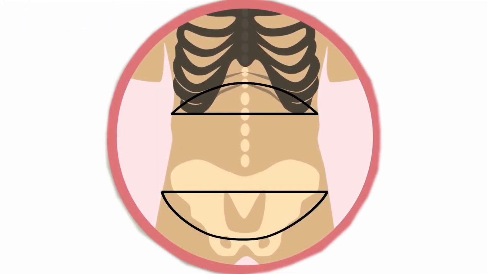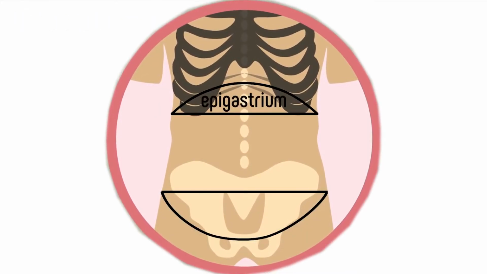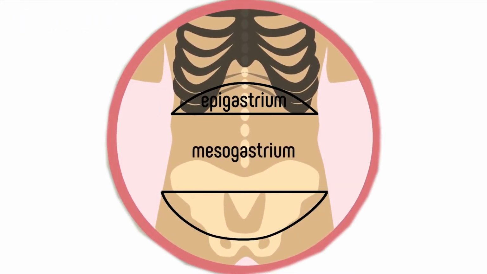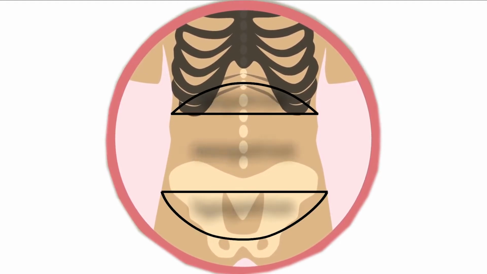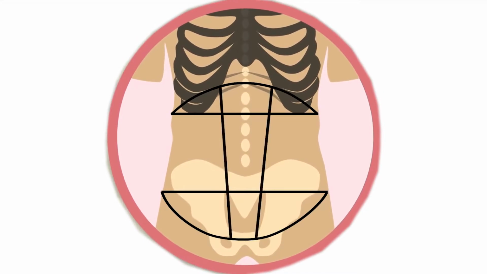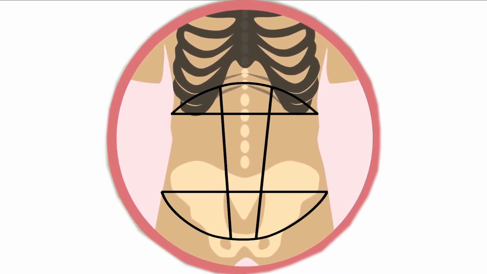The abdomen is divided into 3 sections by 2 horizontal lines: the foregut, epigastrium; midgut, mesogastrium; and hindgut, hypogastrium. The external borders of the rectus abdominis muscles run from top to bottom and divide each section into 3 areas.